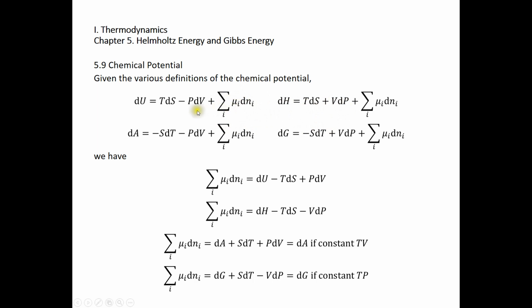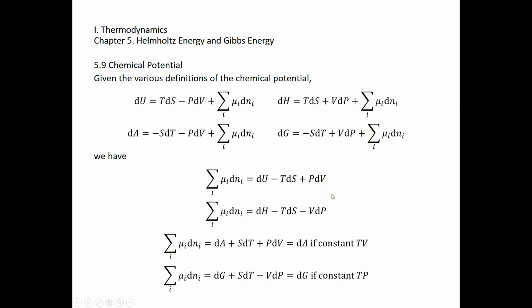And we can actually move this TdS term and PdV term to the left hand side, and then we get the sum of mu_i dN_i is equal to dU minus TdS plus PdV. We'll write it here. And also we can use this equation. We get the sum of mu_i dN_i is equal to dH minus TdS minus VdP. Similarly, the sum of mu_i dN_i is equal to dA plus SdT plus PdV from this equation. The sum is dG plus SdT minus VdP from this equation. Why do we need all these equations?